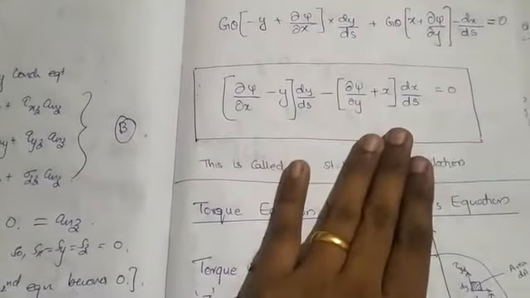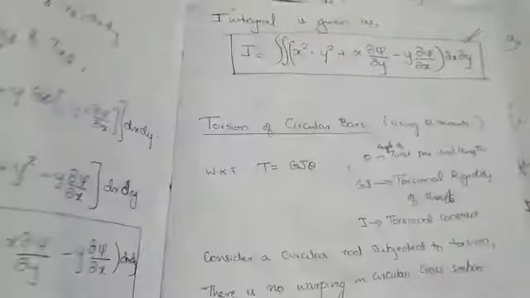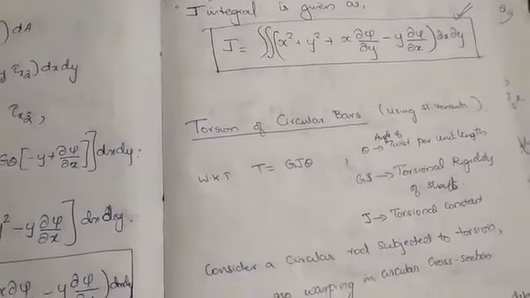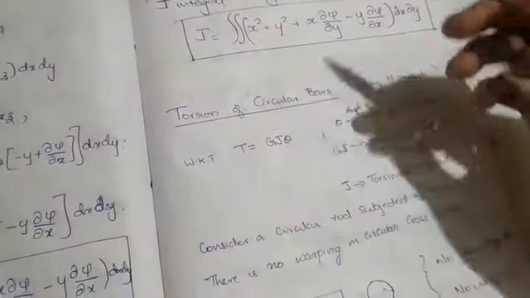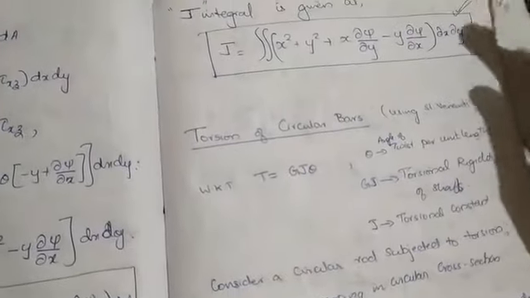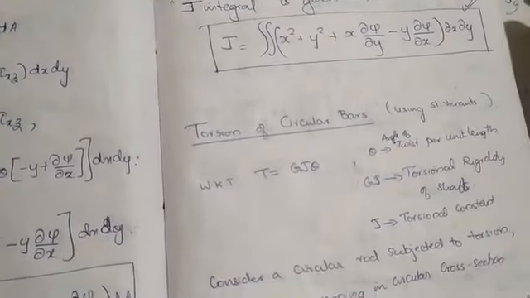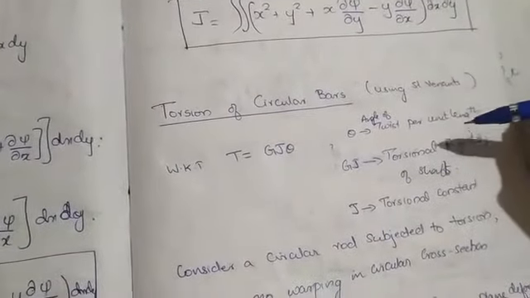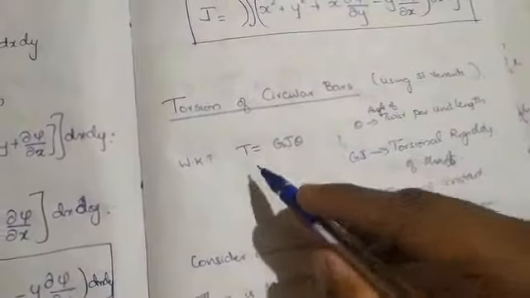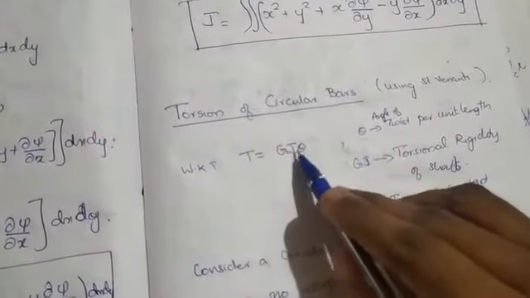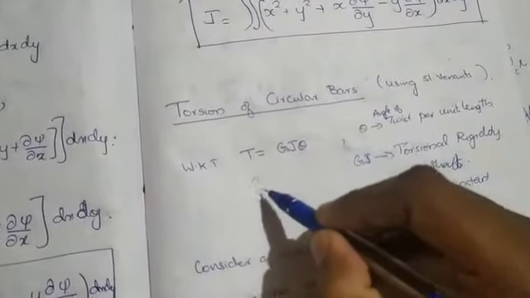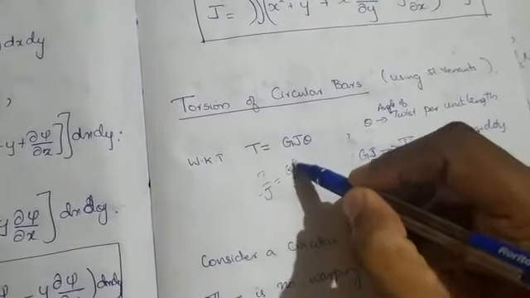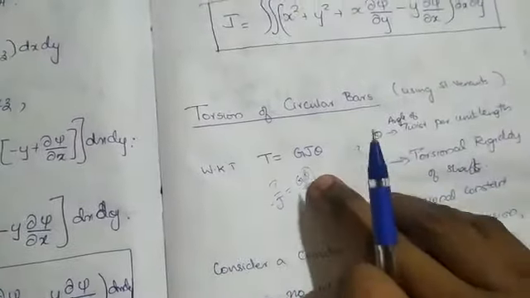By applying these things in today's lecture, I am going to find the torsion of circular bars. You already know this from your mechanics of solids using some other method, but here we are using Saint-Venant's method. So you know that T is equal to G J theta, that means T by J is equal to G theta. Here theta is nothing but theta by L, angle of twist per unit length.